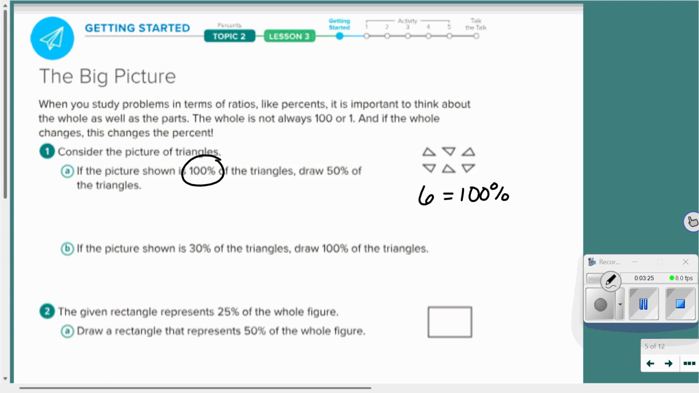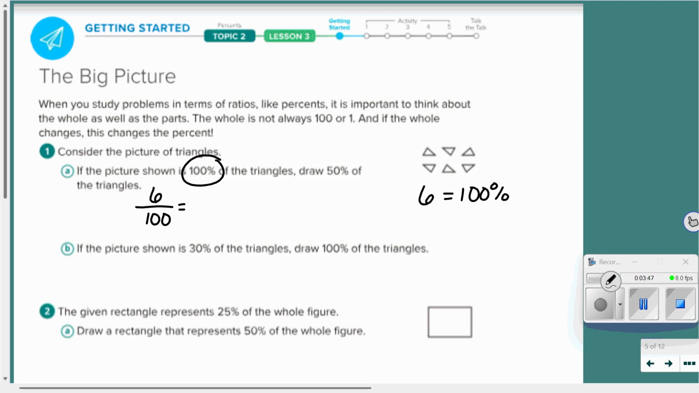Okay, so using that information, if the picture shown is 100%, they want us to draw 50%. But before I can do that, I need to show my work of what 50% is. So what do you think I'm going to do to 6 equals 100% over there? Divided by 2. I'm going to make it a fraction. We've done that all morning so far, yes? Yeah.